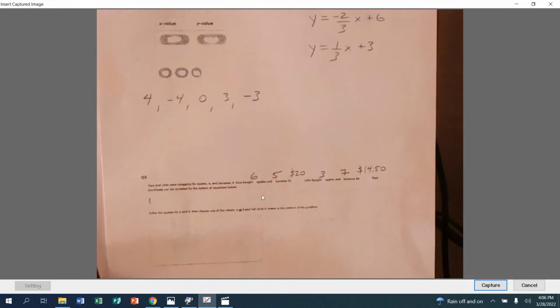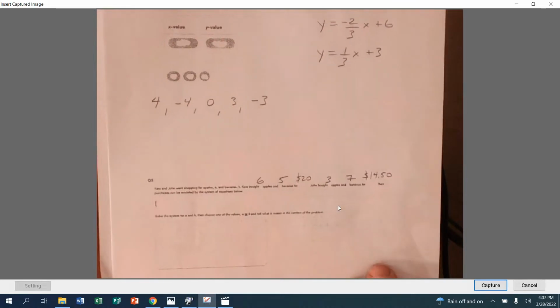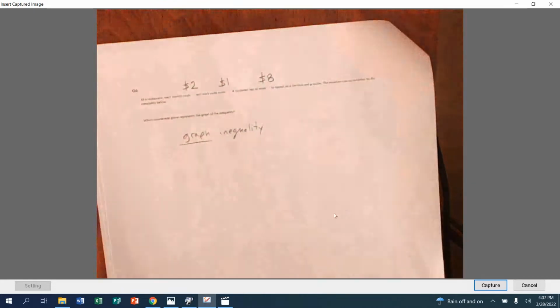Number 5, I want you to solve this system. 6 apples, 5 bananas, $20. 3 apples, 7 bananas equal $14.50. Solve for A and B, and then write them as their unit rate, like dollars per apple or dollars per banana.